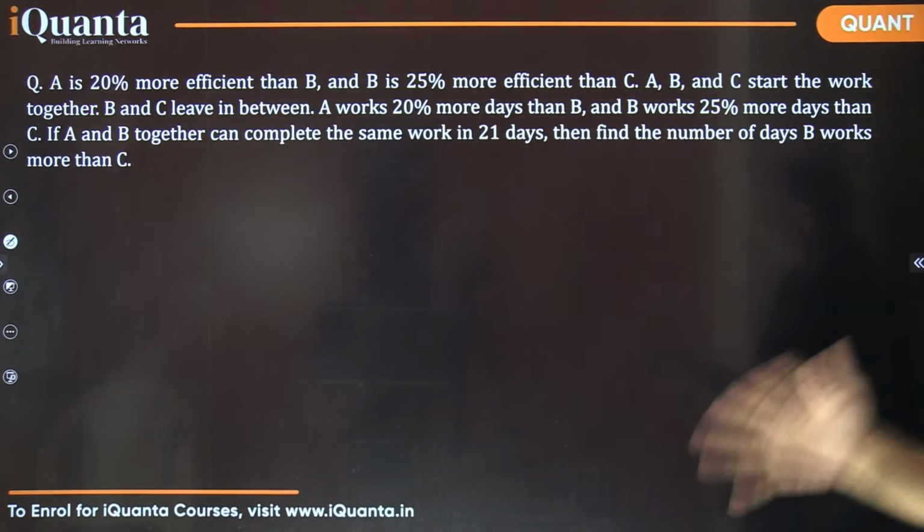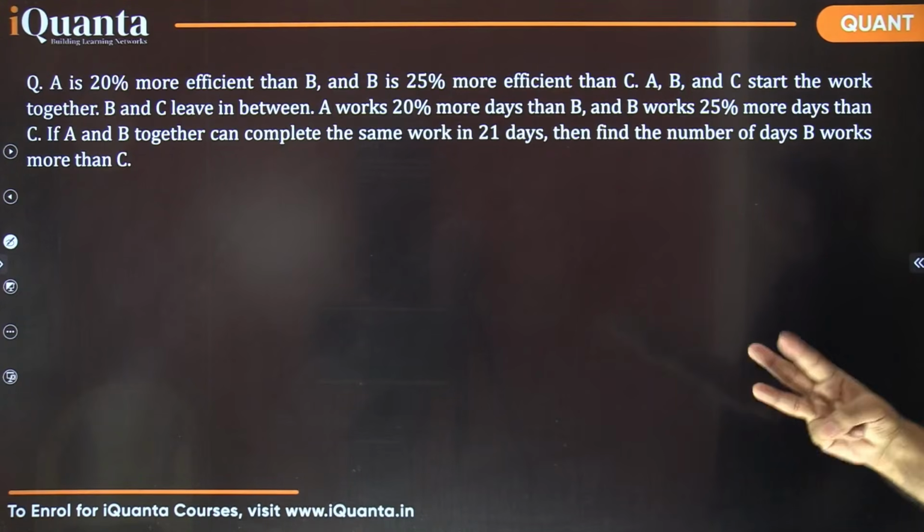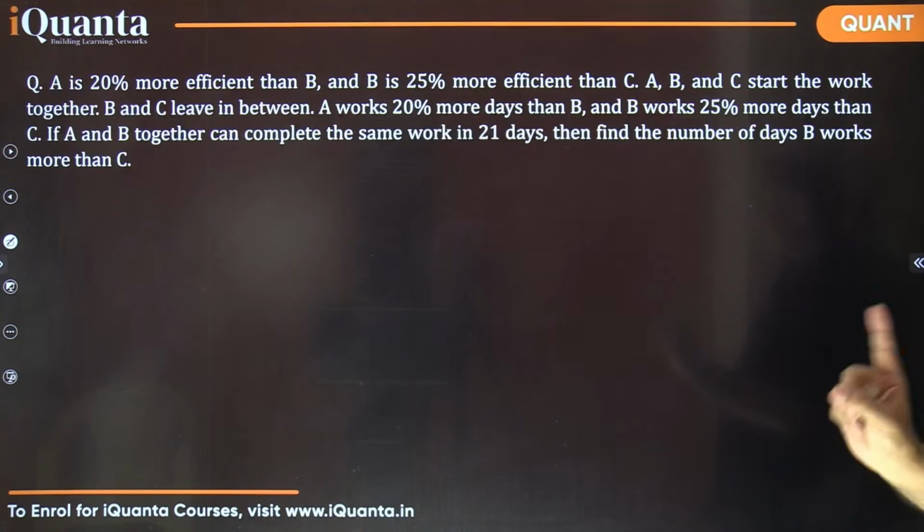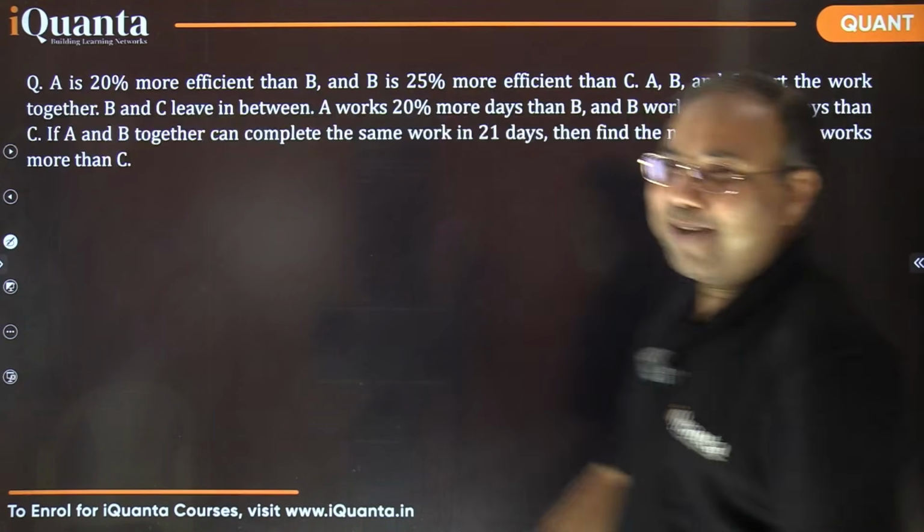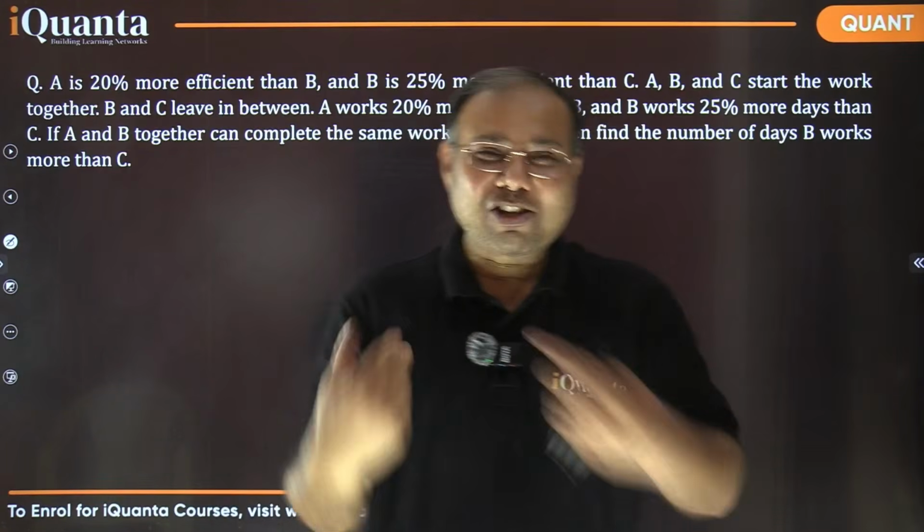So it's 5, 4, 3, 2, and 1. Go. I'm here back. So let's solve it together now.